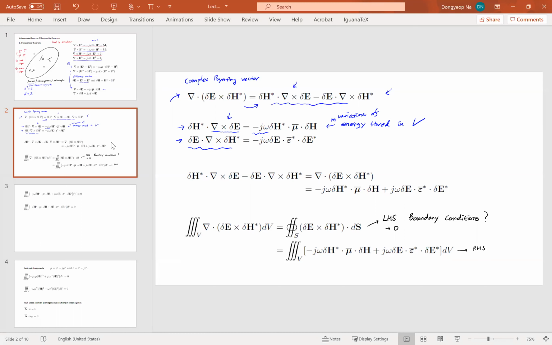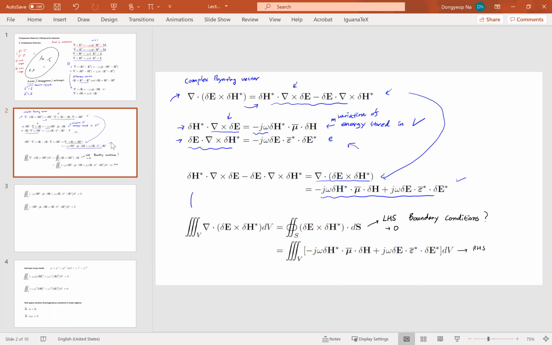This is the magnetic energy and this is the electric energy. And then this is the left-hand side of this equation, and this is the right-hand side. By using this equality, we have this equality. Are there any questions so far for mathematical manipulation?